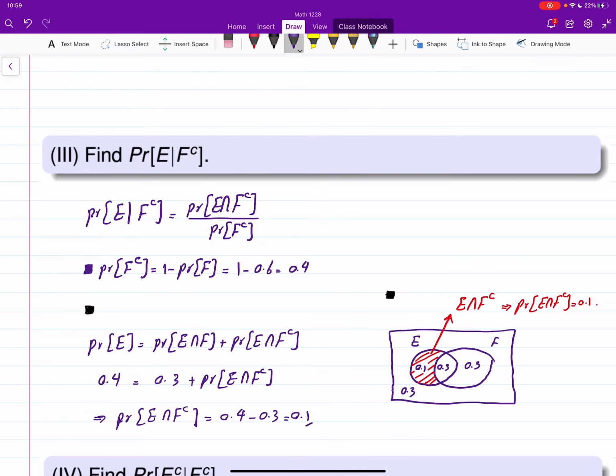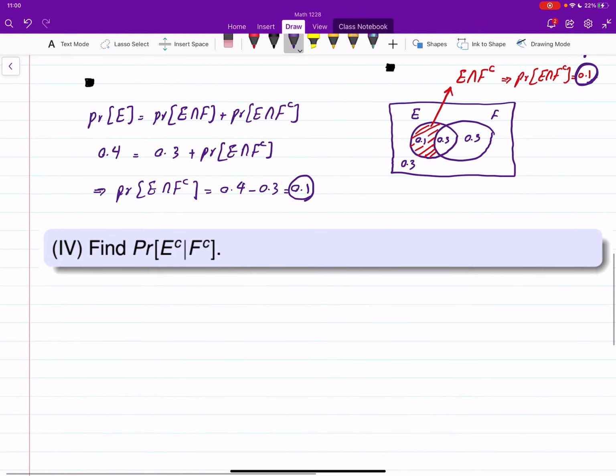So either way, you find this number, and then it's time to go back to the original formula that we started with. Here I have 0.1 in the numerator, 0.4 in the denominator. 1/4 is the number I have. You can even go further and write it as 0.25. Okay.